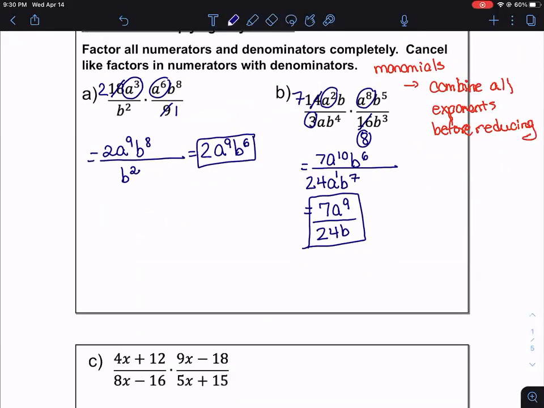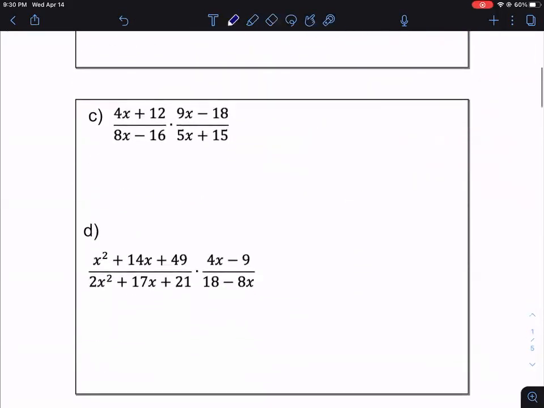Okay, for C and D, I'll do C and then I'll let you guys try D. You are going to factor everything first because they are not monomials. So if they are not monomials, you're going to factor everything first. Starting from the top left, I will factor out a GCF of 4, leaving me with x plus 3. The bottom left, I'm going to factor out an 8, leaving me with x minus 2.